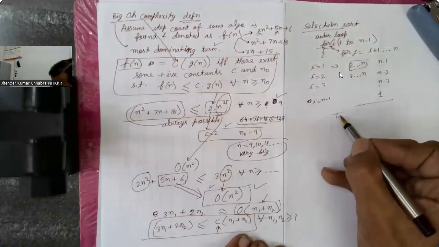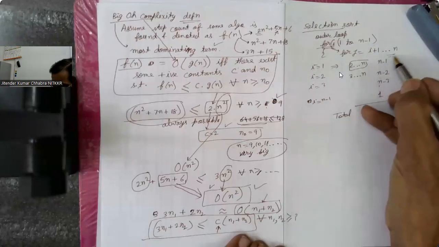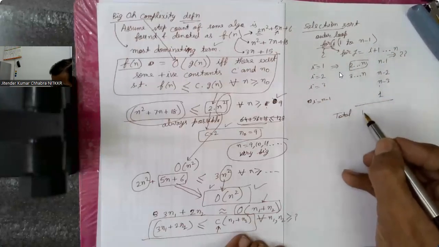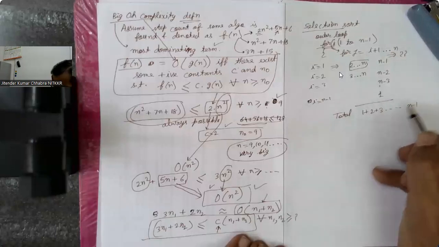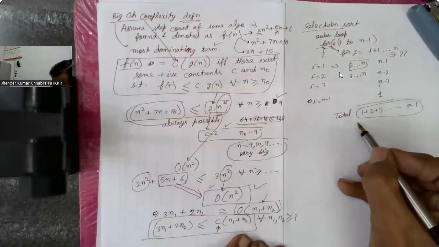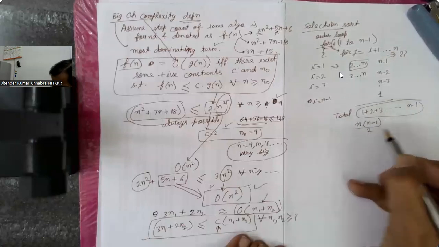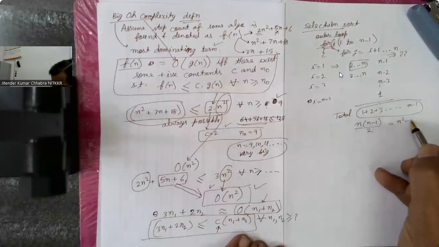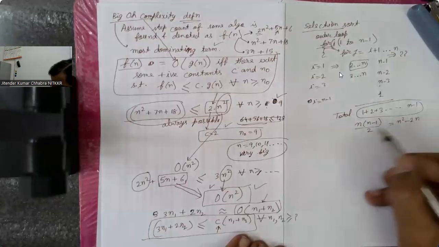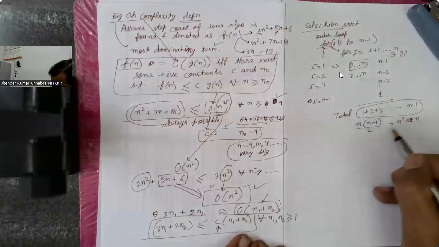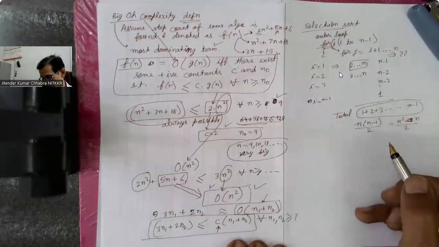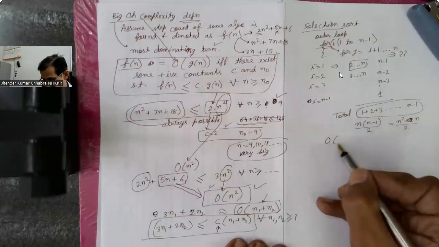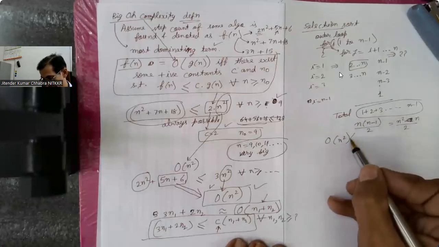Total steps. You have to effectively find inside this how many total steps there were. So the total steps are 1 plus 2 plus 3 up to n minus 1. Some could say, no, it will be 2 plus 3 plus 4 up to n. Doesn't matter, because this series summation effectively becomes n into n minus 1 by 2. That means n square minus n, by 2. So effectively this becomes the total value. But in terms of time complexity, it will be called order of n square.